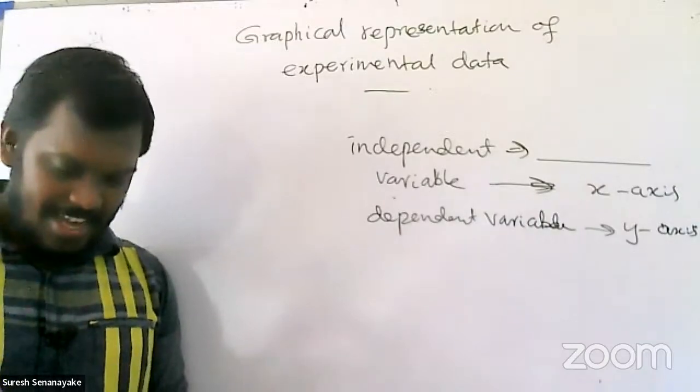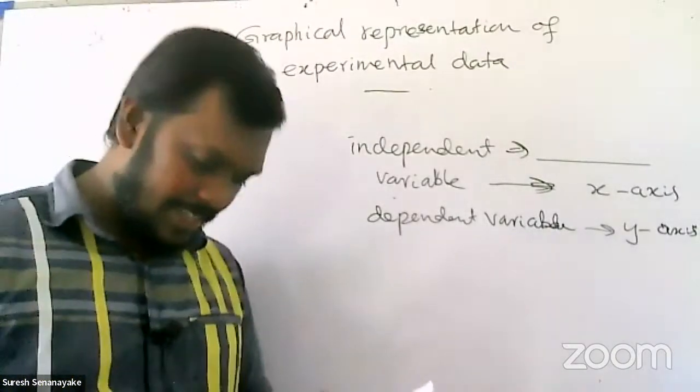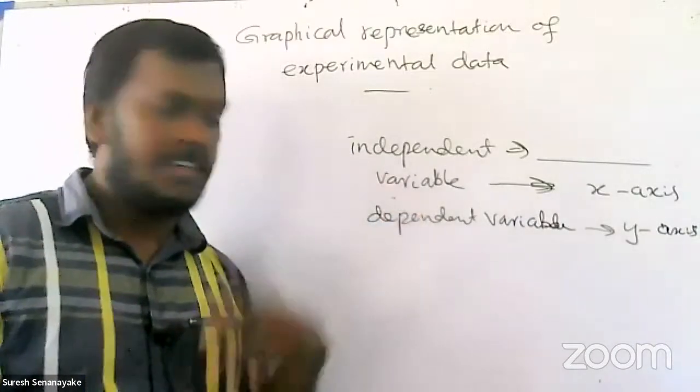Okay. Then we call the x-axis the abscissa axis and the other we call the ordinate axis. The ordinate axis, right? It's clear then?